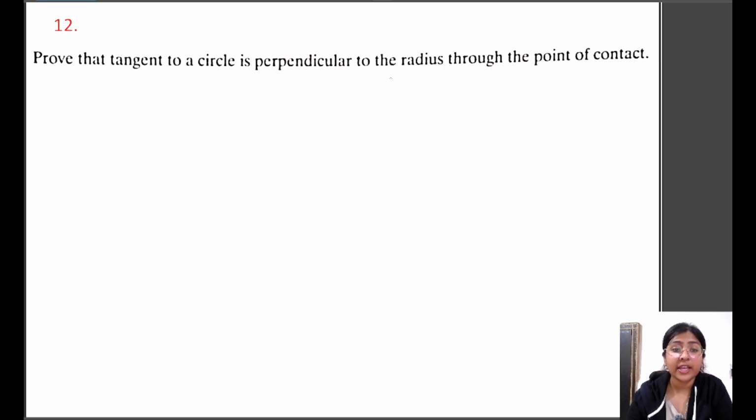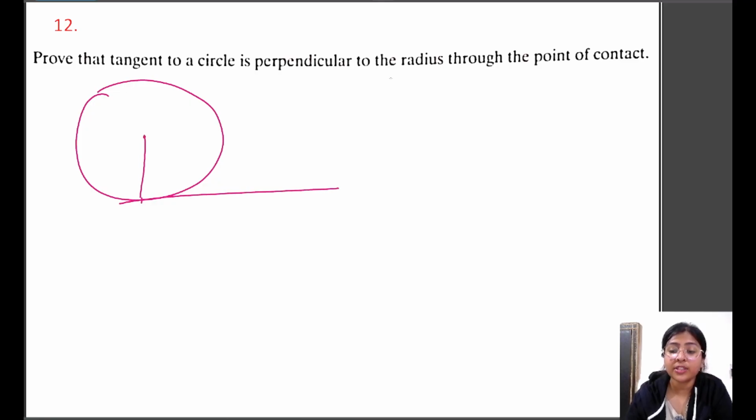Prove that the tangent to a circle is perpendicular to the radius at the point of contact. Very easy question. We need to prove the theorem number first. What is the theorem number first? The tangent and radius are perpendicular to each other. Let this point be O, let this point be A, and there are many points lying on the tangent like A, B, C, D, E, F, G, H. These are the multiple points lying on the tangent.